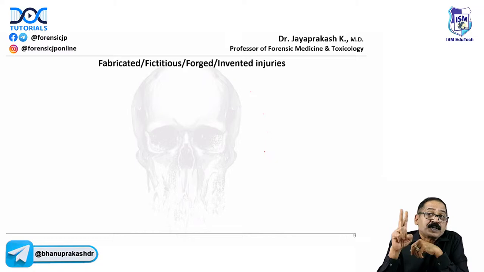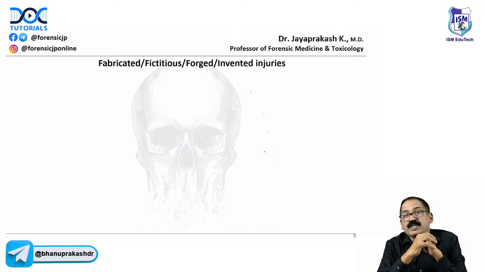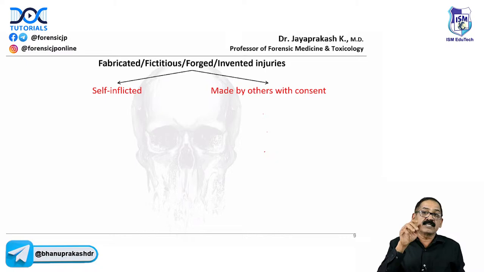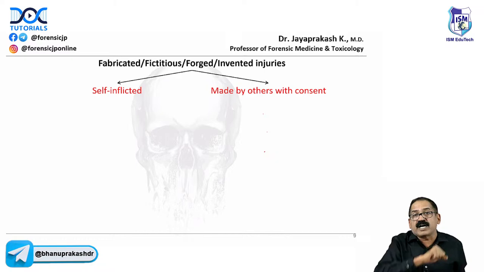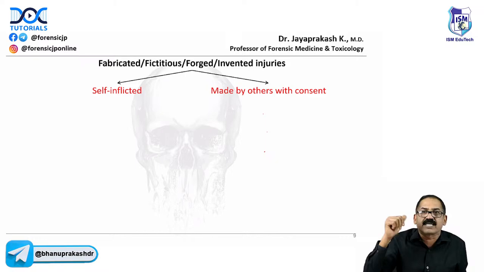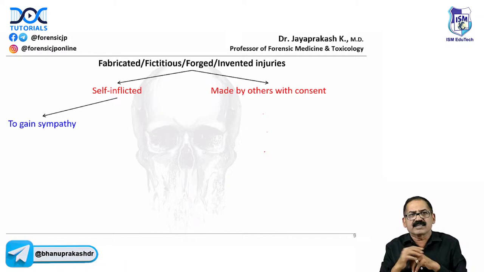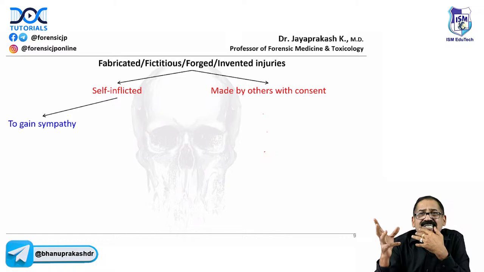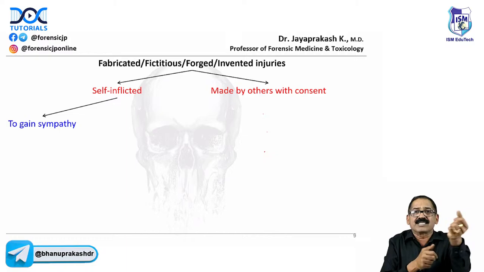Fabricated injury is also called fictitious injury or forged injury or invented injury. It may be self-inflicted, means inflicted on his own body, or he may ask one of his friends, hey, come here, man, can you please beat on my back? And he uses an iron rod or whatever it is. Now, why do people want to make injury on their own body? Maybe to gain sympathy, maybe from lovers. If a girl is not interested in a boy and the boy is very much interested, then he may cut somewhere on his body, maybe arm or forearm, not wrist.